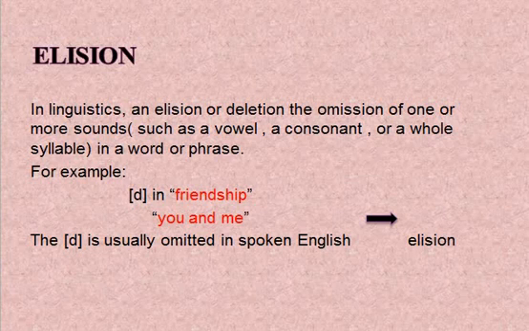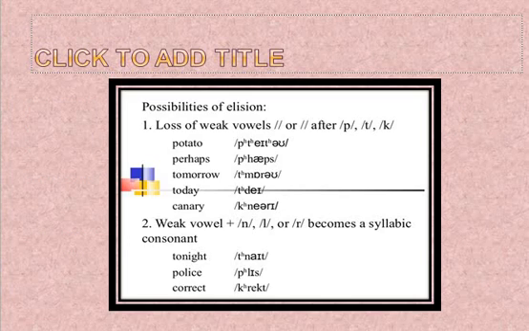Elision. In linguistics, elision or deletion is the omission of one or more sounds, such as a vowel, a consonant, or a whole syllable in a word or phrase. For example, the d sound in "friendship" is pronounced "frienship" in our spoken language. In "you and me", it is pronounced with just the n sound. The d is usually omitted in spoken English. That's elision. Here are some examples you can see over here.